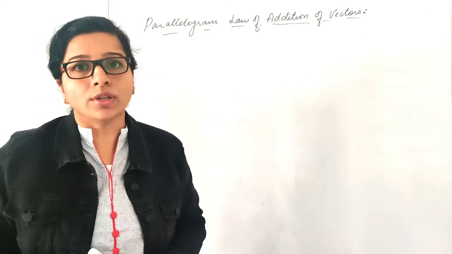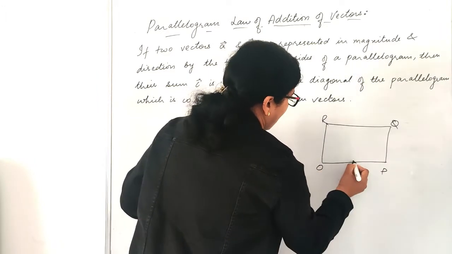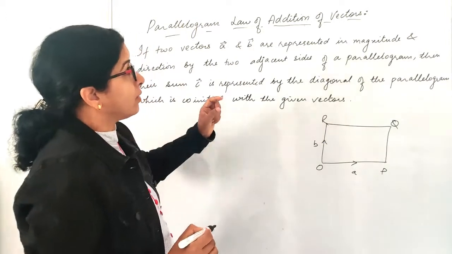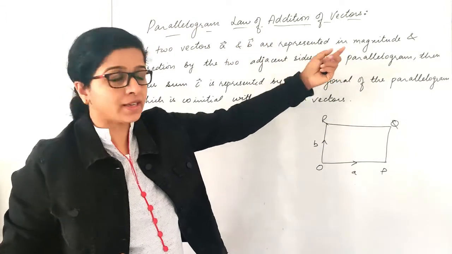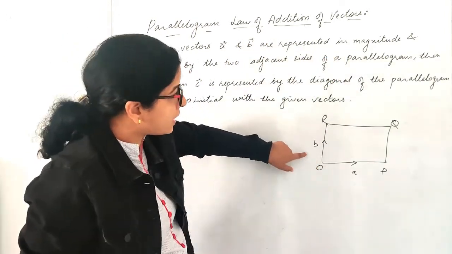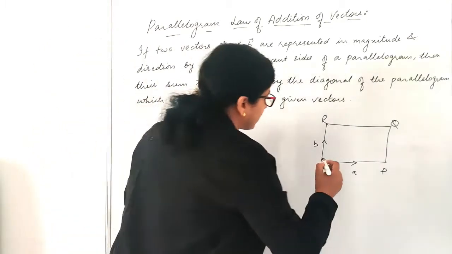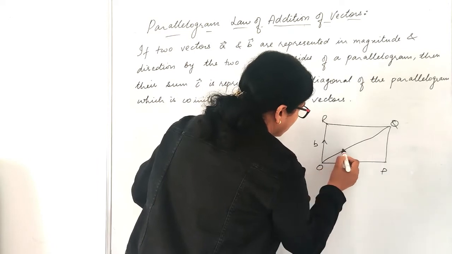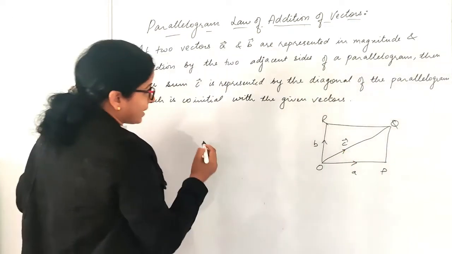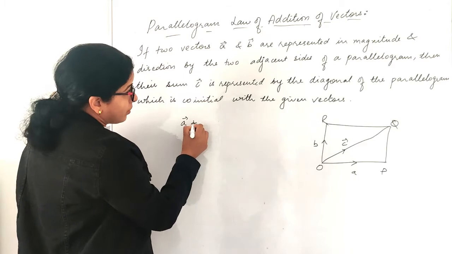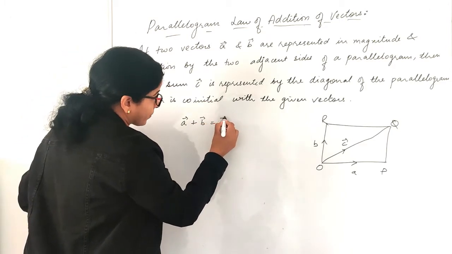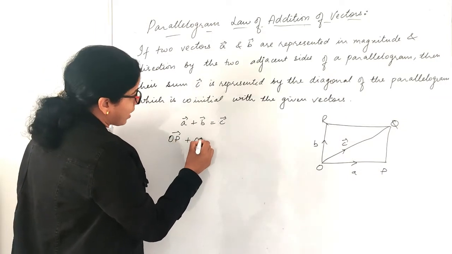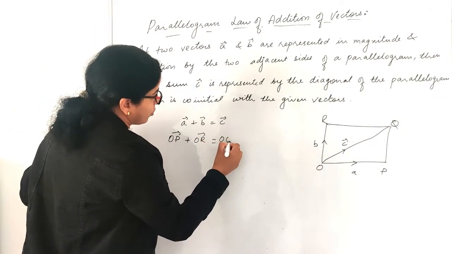So let us check it out. This is my parallelogram, right? And these are my adjacent sides A and B. And what the parallelogram law of addition of vectors says is that the sum of these two vectors will be represented by a diagonal which is co-initial with these two vectors, okay? So basically I can write A vector plus B vector equals C vector. That implies OP vector plus OR vector is equal to OQ vector.